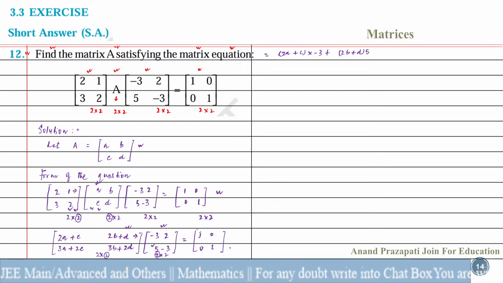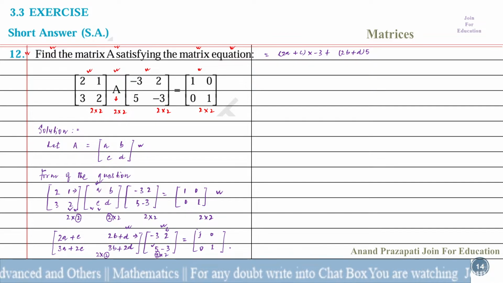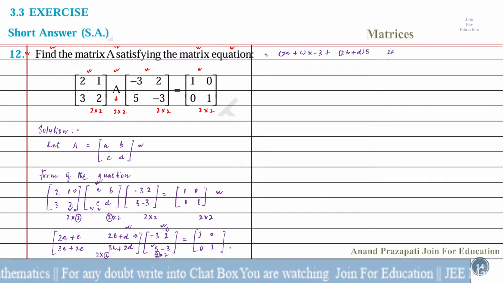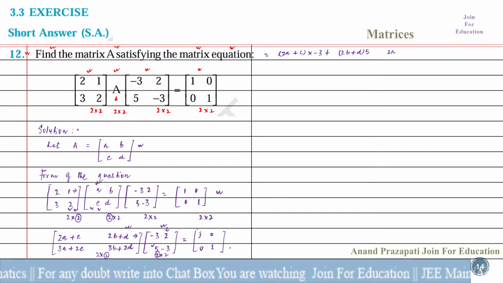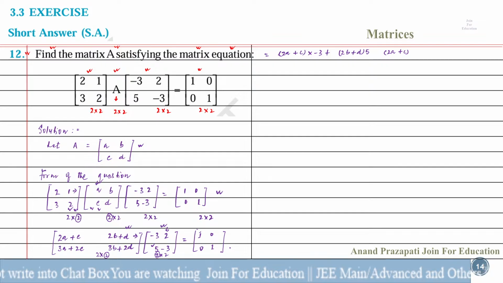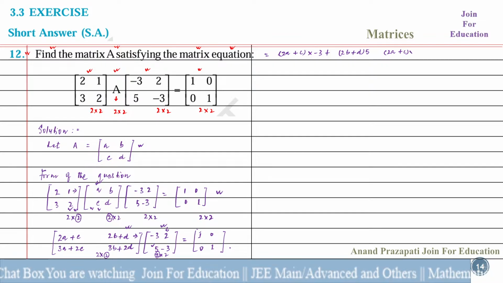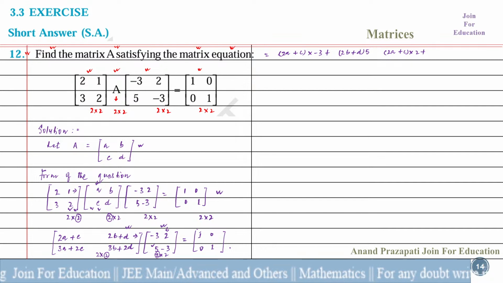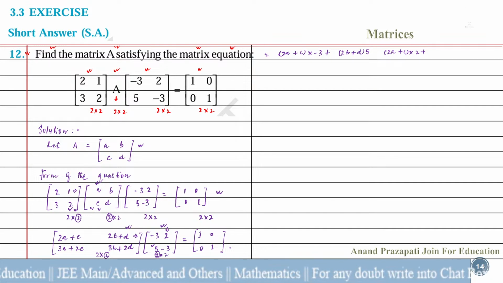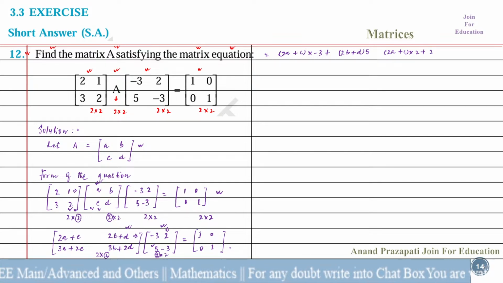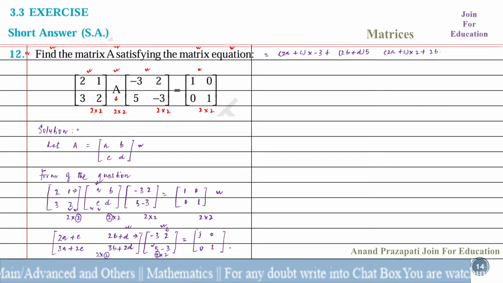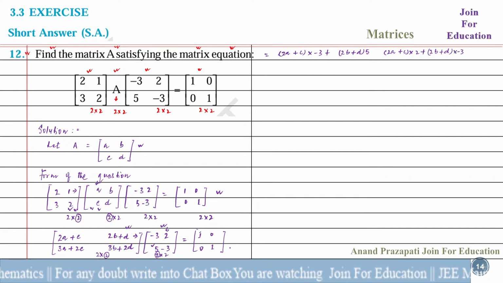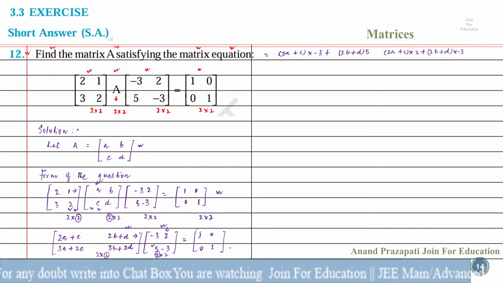Now consider the second column. Then this one multiplied by 2, then we write down 2a plus c into 2, plus 2b plus d multiplied by minus 3. So we write down 2b plus d multiplied by minus 3. After there is no problem to understand up to this step.